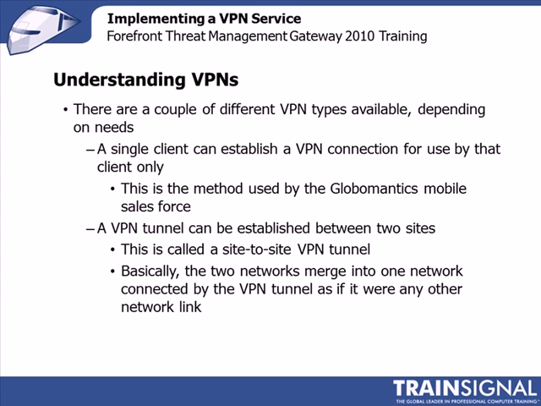This is where a VPN tunnel is established between two physical sites, for example, a remote office and headquarters. Basically, what happens in this case is these two networks merge into one network that are connected by the VPN tunnel as if it were any other network link. So any computers that are on the remote side of the equation, in the branch office or the remote office, can seamlessly interact with the computers that are on the headquarters network, in fact, servers or other services that are available, as if they were directly connected by a direct link. And that's the beauty of a VPN. You can actually set up the appearance of a direct link without the cost of a direct link.